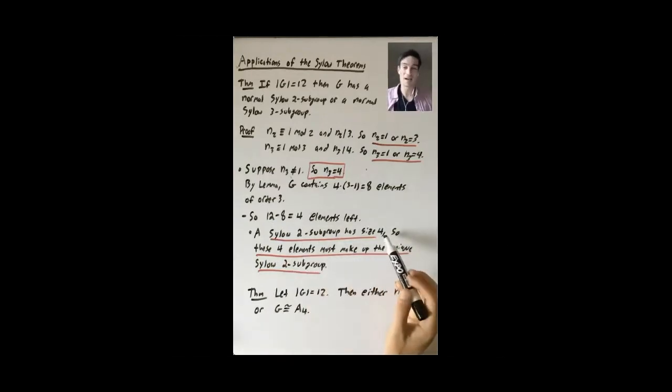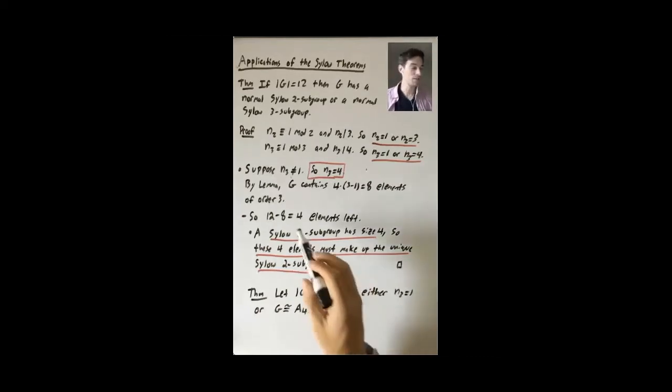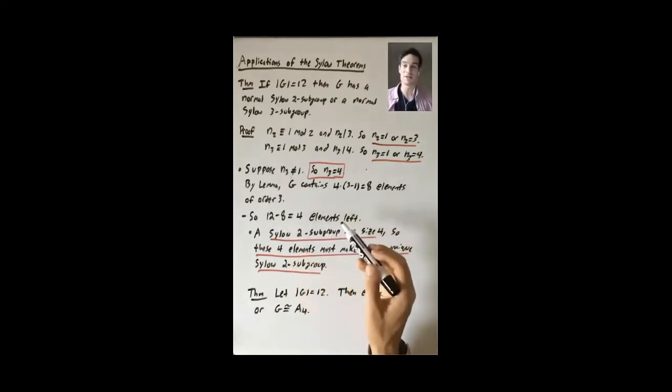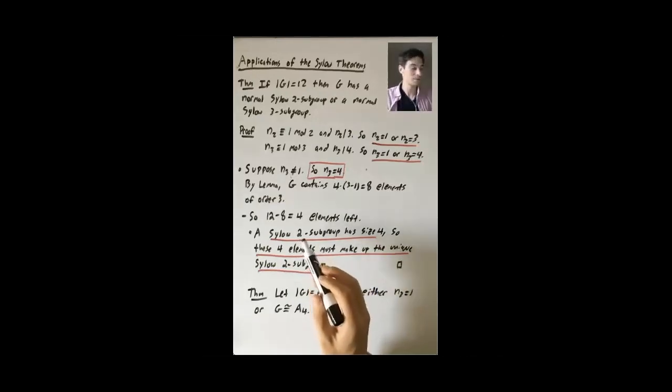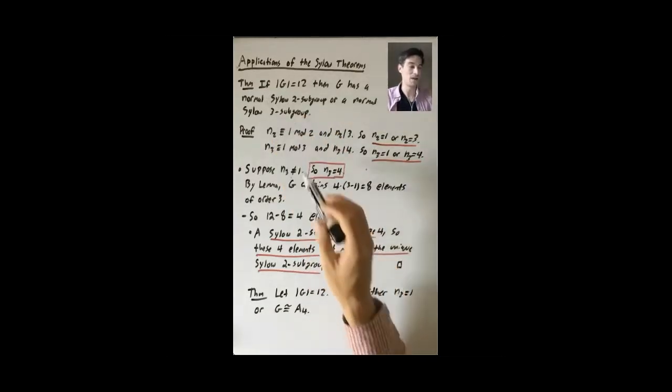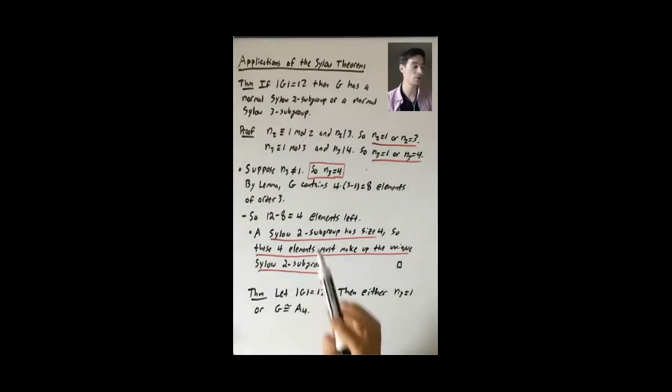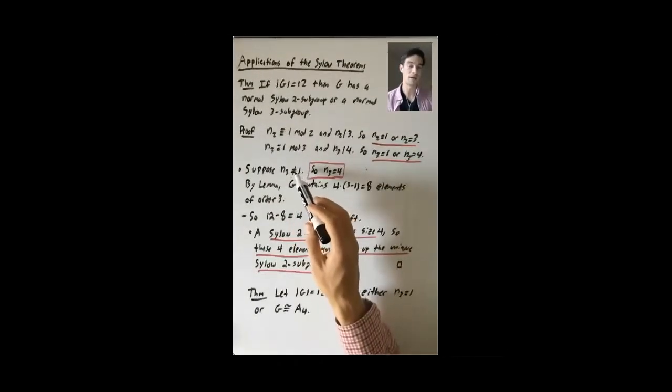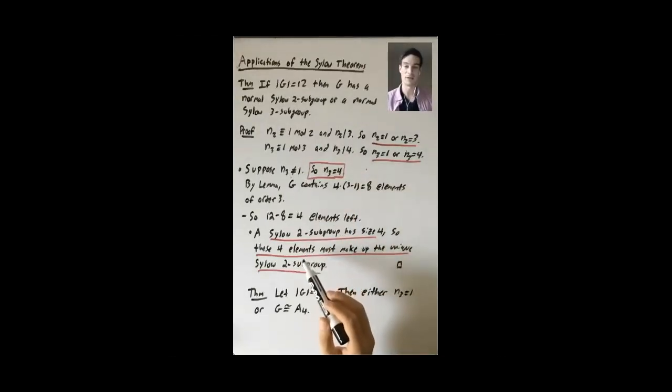A Sylow 2 subgroup has size 4. So these 4 leftover elements are the only things that can go into a Sylow 2 subgroup. So these 4 elements together are a Sylow 2 subgroup. But that means there's exactly one, because if these 4 leftover elements all go into the same Sylow 2 subgroup, what other elements could go into a different Sylow 2 subgroup? There's just nothing left over. So because there's a unique Sylow 2 subgroup, that means that it's normal. So what we've shown is that if n3 is not equal to 1, then n2 is equal to 1.